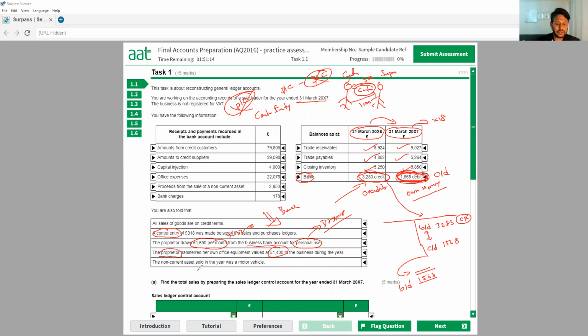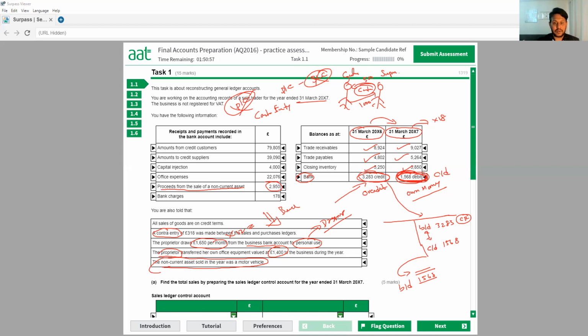Non-current assets sold in the year was the motor vehicle. So there is a non-current asset sold, motor vehicle. We need to see how much you sold it for. So maybe you can see here, proceeds from the sale of non-current asset. This money comes to the bank. Okay, this is the story of our question. That's the information we have.